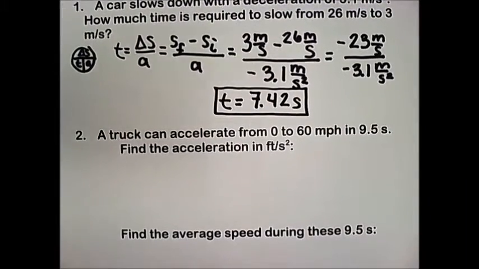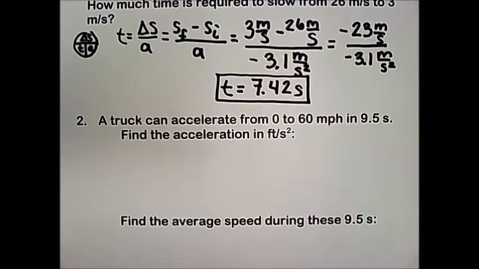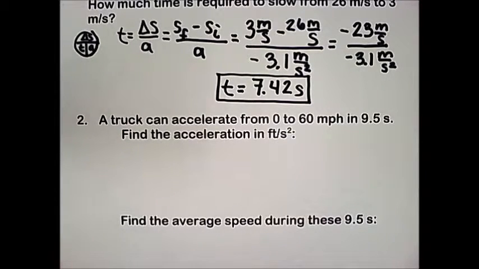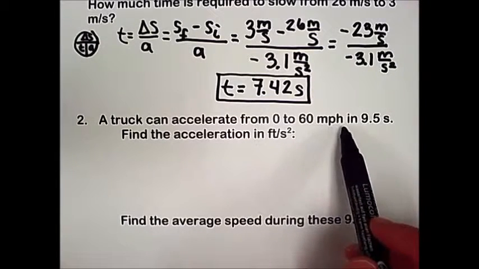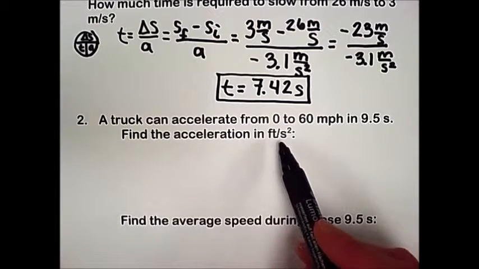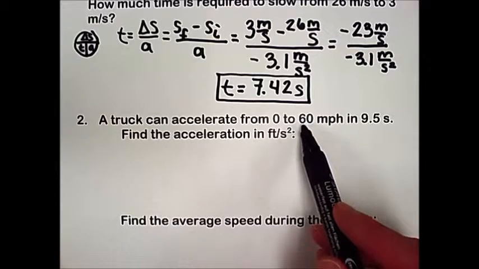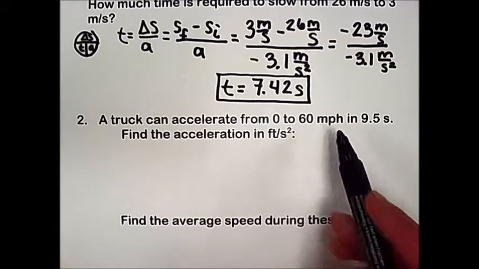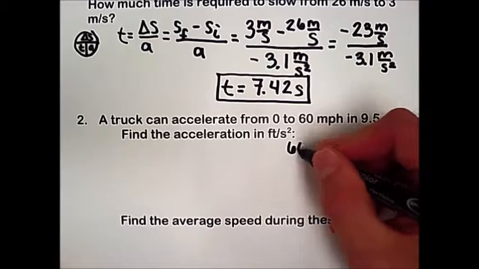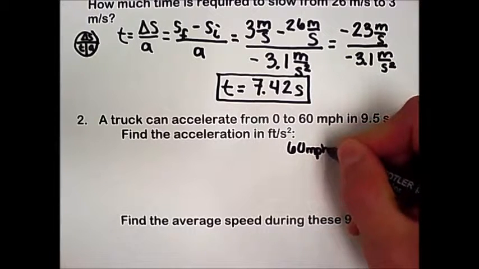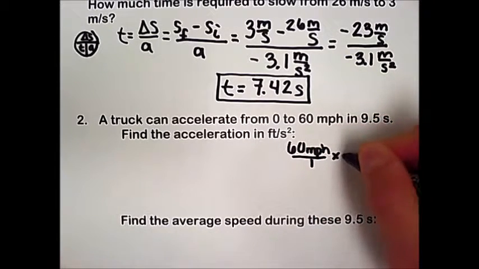Number 2, a truck can accelerate from 0 to 60 miles per hour in 9.5 seconds. Find the acceleration in feet per second squared. So in this problem, the first thing that should jump out to us is that our speed is given to us in miles per hour, but acceleration is in feet per second squared. So we have to convert our speed in miles per hour into feet per second before we can do any other calculations. So we have 60 miles per hour, write that as a fraction over 1.